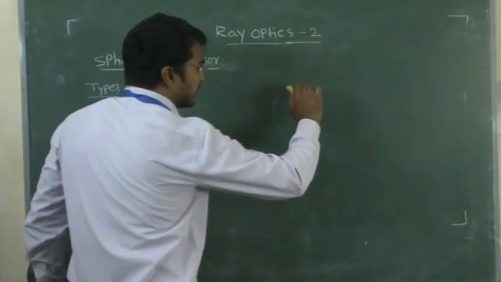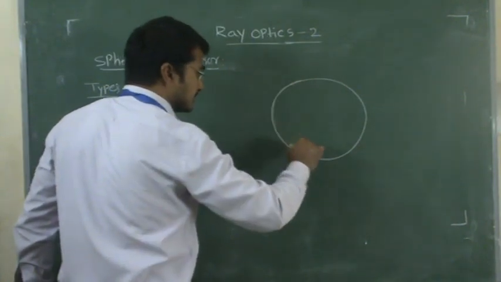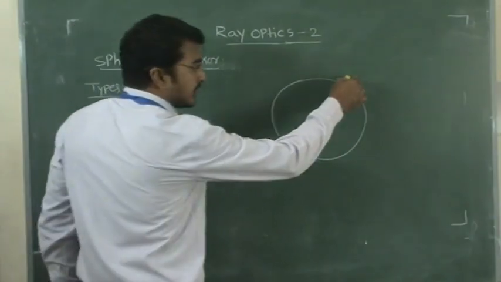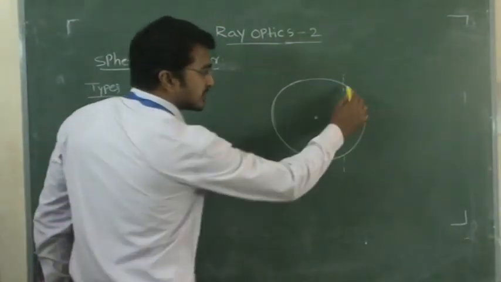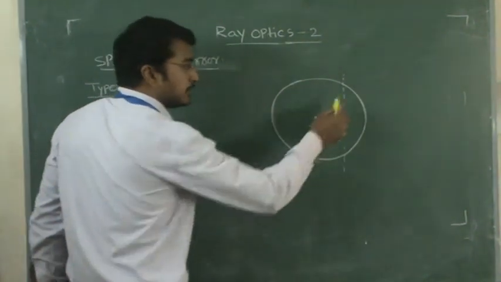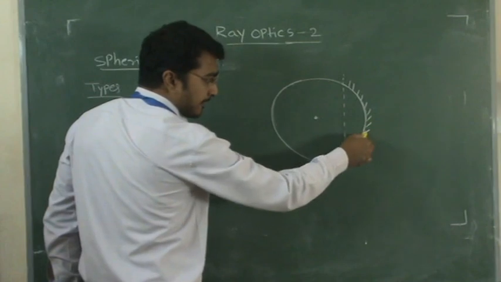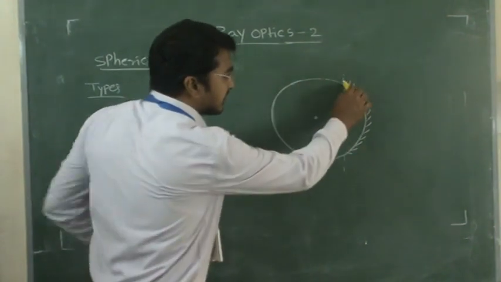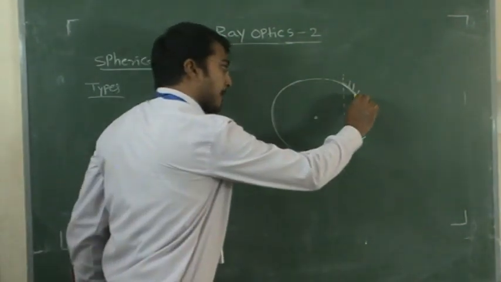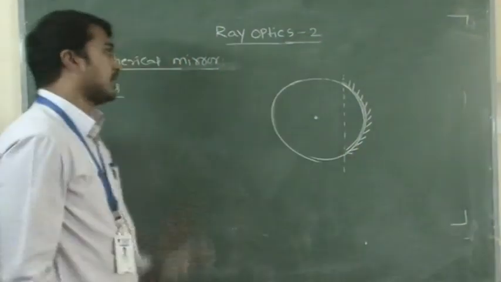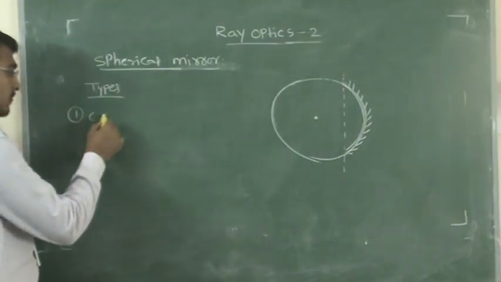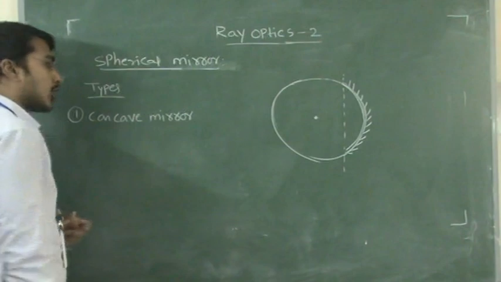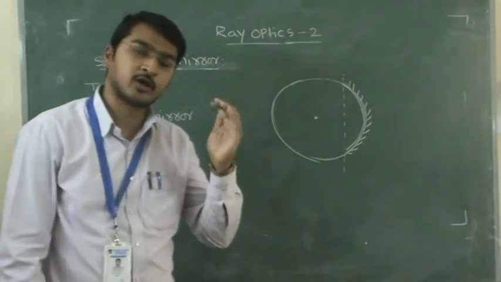What I said, it's a hollow sphere. Okay, so exactly this is the center point of the sphere. Okay, I am taking this part only. So this is our mirror. I am putting one side like this. Don't consider this, just for your understanding I am keeping it like this. So this is our mirror. Now types of the mirror. First one, concave mirror, or spherical concave mirror.